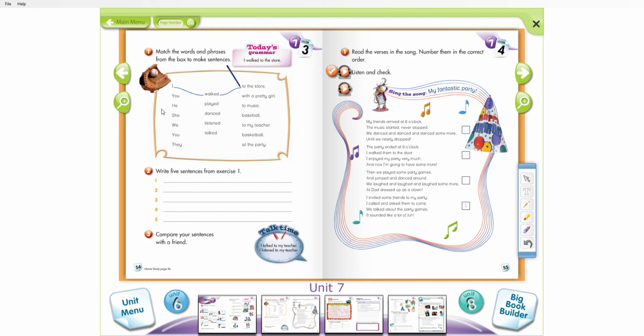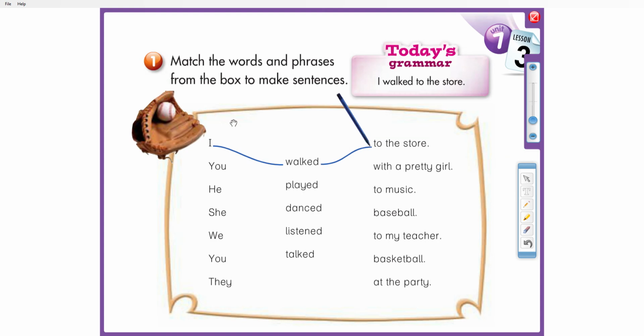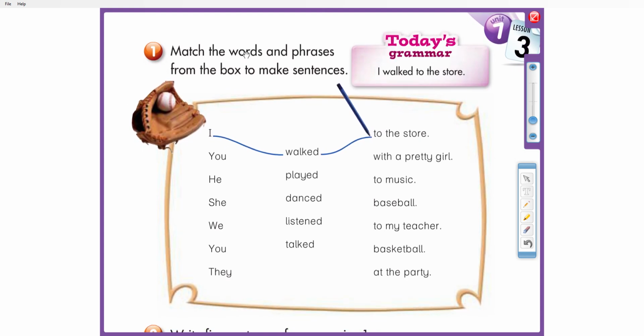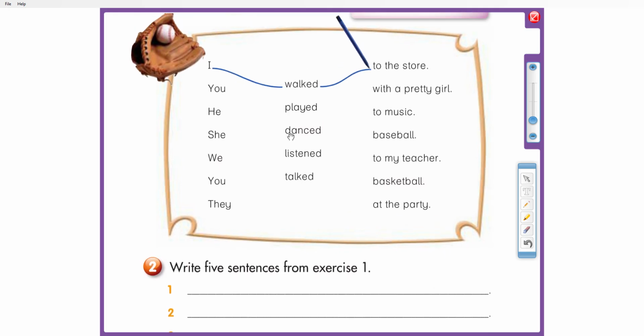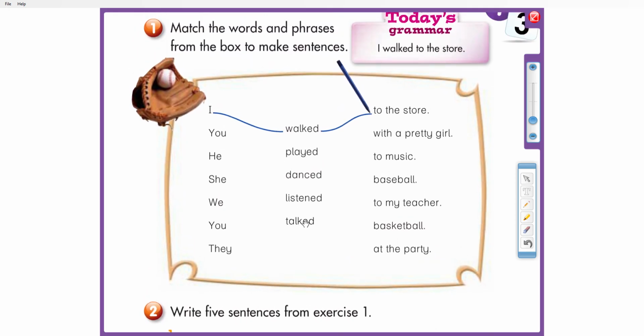Now, let's move to the second page. Match the words and phrases from the box to make sentences. This is an exercise that you are going to do yourself, okay? Here you are going to match the words together to make sentences. For example, I walked to the store. I walked to the store, the shoe store or the music store.